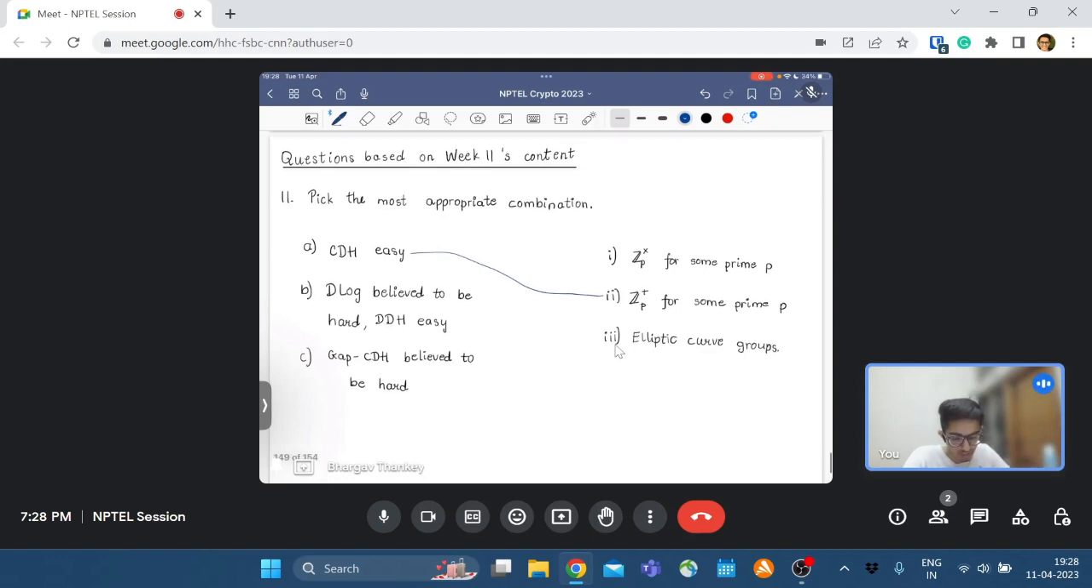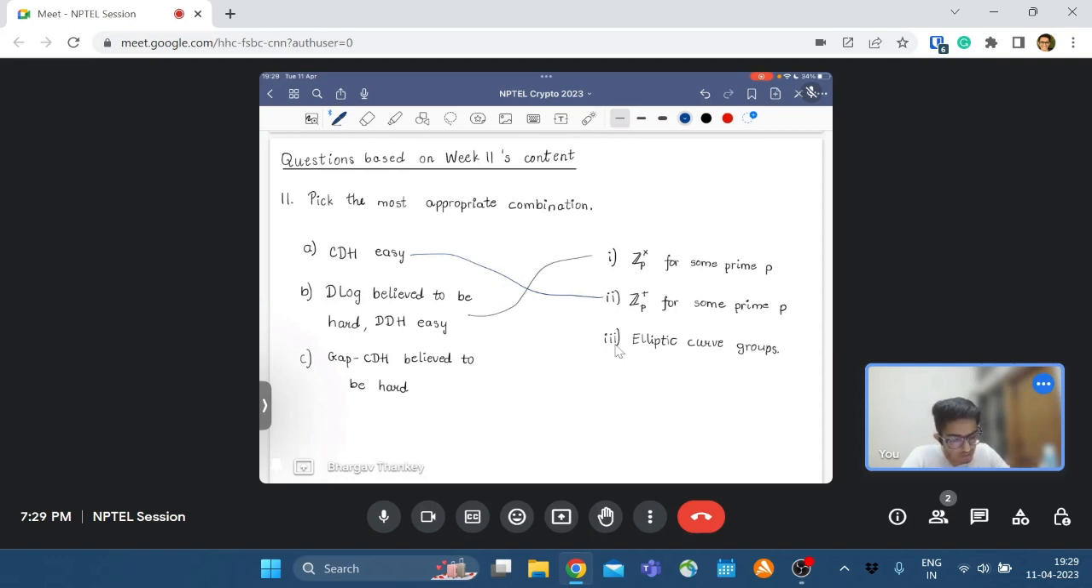What about B? D-log believed to be hard, but DDH is believed to be easy. Well, we saw in the class that there exist some primes P for which D-log is believed to be difficult in Z cross P, but still DDH is easy in Z cross P. So B should map to 1 and C maps to 3. We saw in class that the CDH problem is believed to be hard in elliptic curve groups as well as prime order groups of Z cross P.